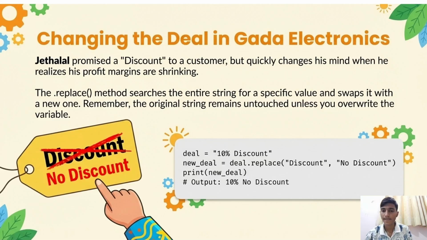Now we'll study replace. Why is it used? It is a method of searching the entire string for a specific value and swapping it with a new value. The original string remains untouched unless you override the variable, meaning if we give a new string the same name, it will override the previous one.